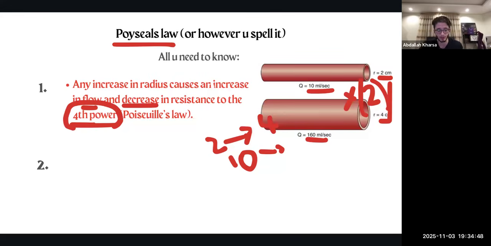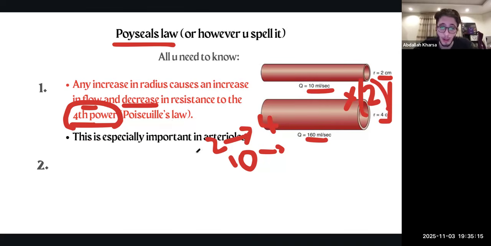Because they might very simply ask you, we doubled the radius, what happened to the resistance? Or what happened to the blood flow? Or they might give you numbers: the radius was increased from this to that, what happened to the resistance if it was this in the beginning? They might make you calculate it. But if you understand that an increase in radius causes an increase in flow to the fourth power and a decrease in radius causes a decrease in flow to the fourth power, you'll be good. And this is important in arterioles because we said they're resistance vessels. We said they control the blood flow.